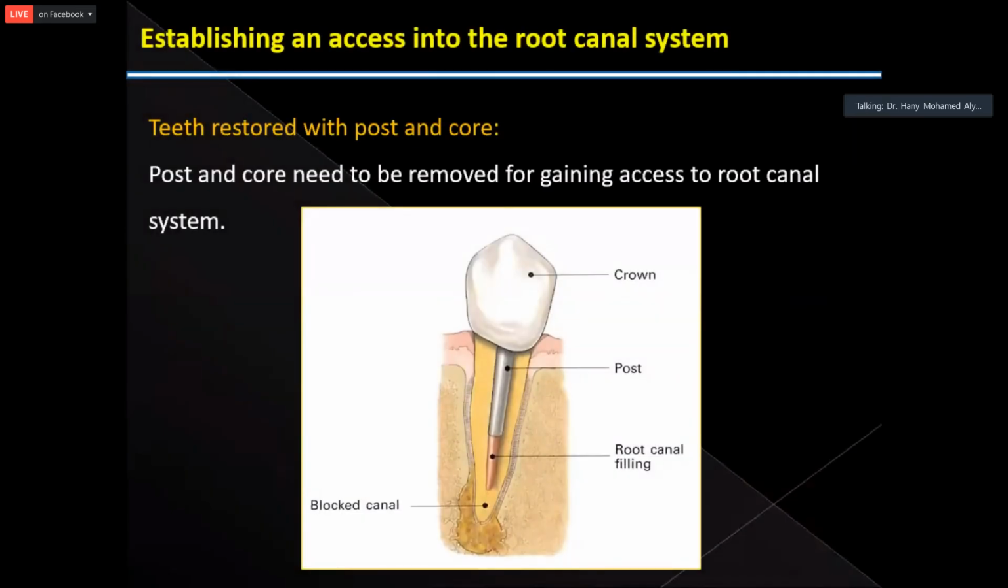So the first important part, we have to establish an access to the crown. Either if the tooth has a restoration or a crown, we have to first make an access to the post without making any injury to the post head, because the post head is the way by which we engage in order to grasp the post and then remove it.